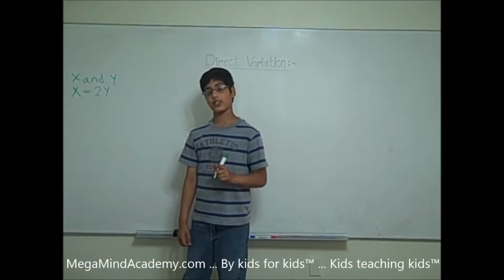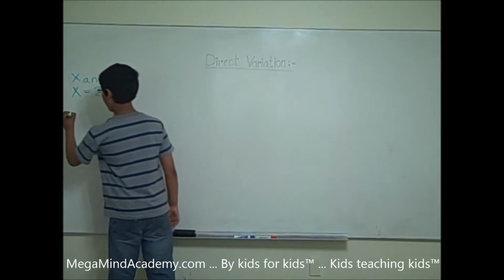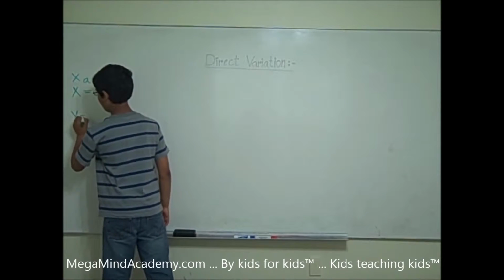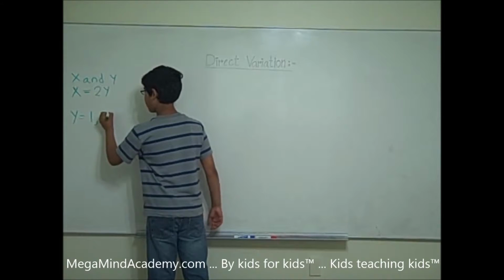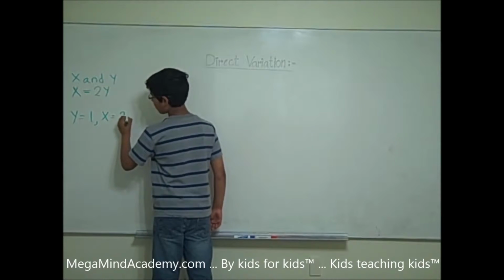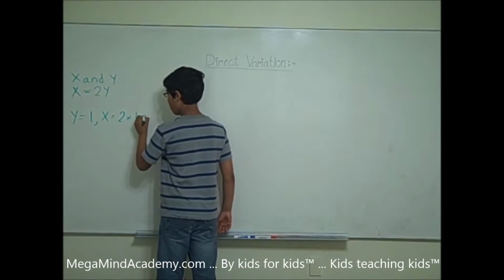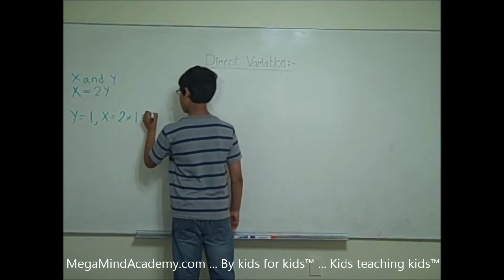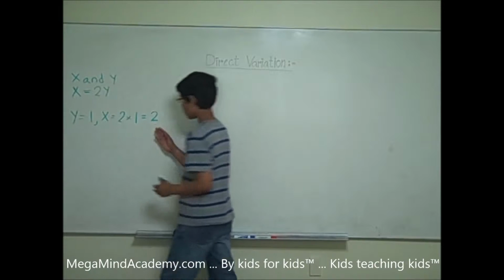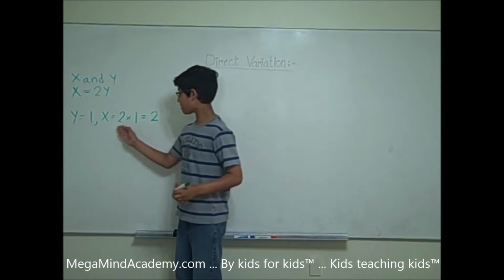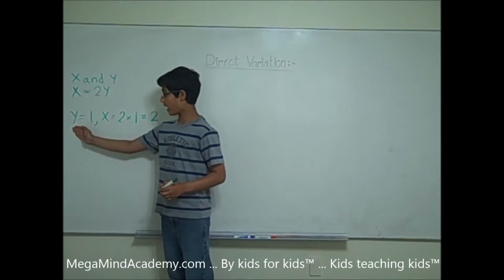Let's see if this is true. If Y is equal to 1, then X is equal to 2 times 1, which is equal to 2. Here 2 is twice as much as 1, and Y is 1.